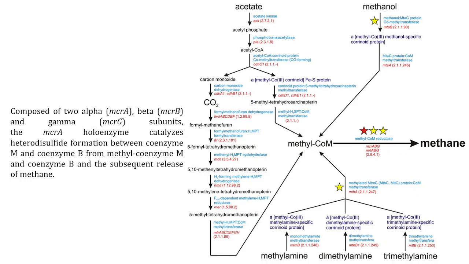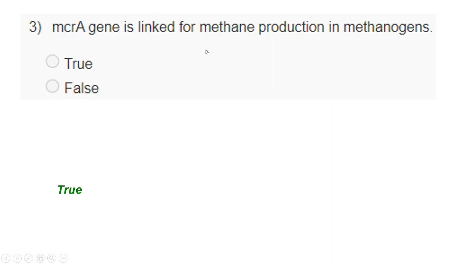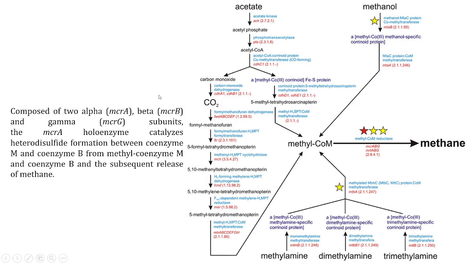Similarly, mcrA, which encodes the alpha subunit of the methyl coenzyme M reductase, is also used as a molecular marker. This enzyme is made up of alpha McrA, beta McrB and gamma McrG subunits. And this entire holoenzyme catalyzes heterodisulfide formation between coenzyme M and coenzyme B from methyl coenzyme M and coenzyme B, and the subsequent release of methane. So yes, the question was whether it's linked to methane production in methanogens. Definitely the answer is true, because it is one of the subunits of the enzyme that carries out the process.